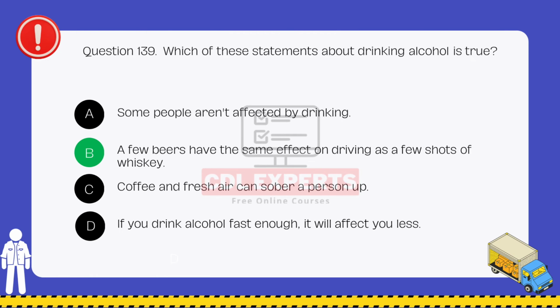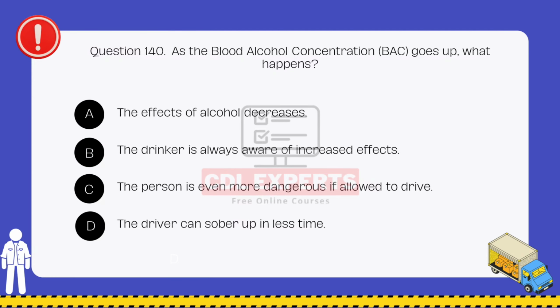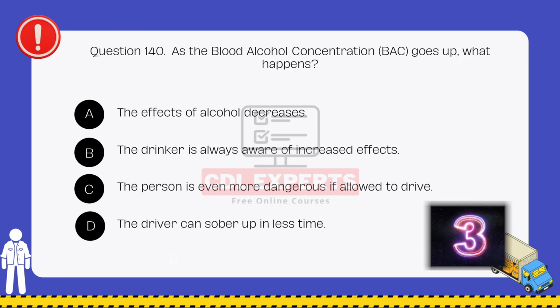The correct option is B. As the blood alcohol concentration goes up, what happens? The effects of alcohol decrease. The drinker is always aware of increased effects. The person is even more dangerous if allowed to drive. The driver can sober up in less time.